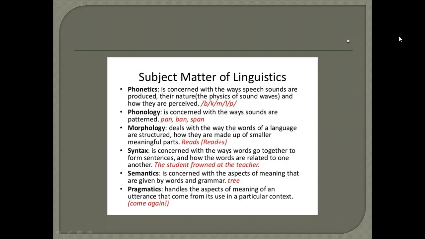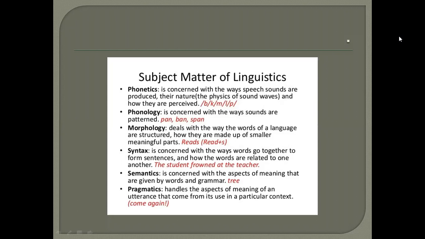Then another term is phonology. Phonology is concerned with the ways sounds are patterned. How the sounds are produced is phonetics, and how the sounds are patterned is phonology. For example, pan, ban, span. Here sounds are patterned very differently, so phonology studies this. It is concerned with the ways sounds are patterned.